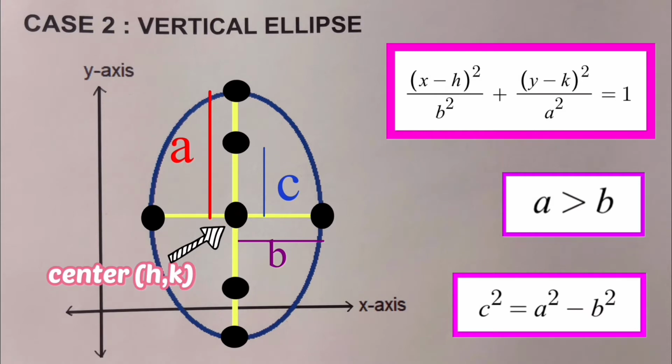So these are the parts of every ellipse, and these are the two cases of every ellipse, the vertical and the horizontal ellipse.